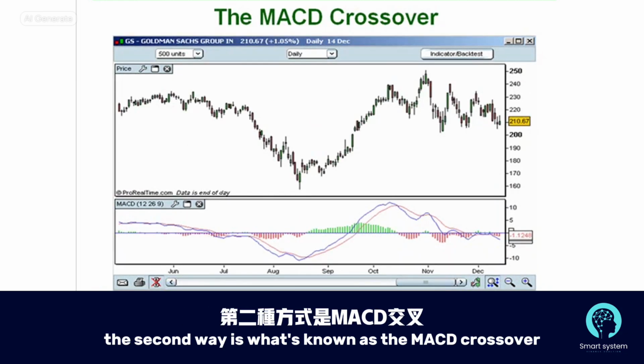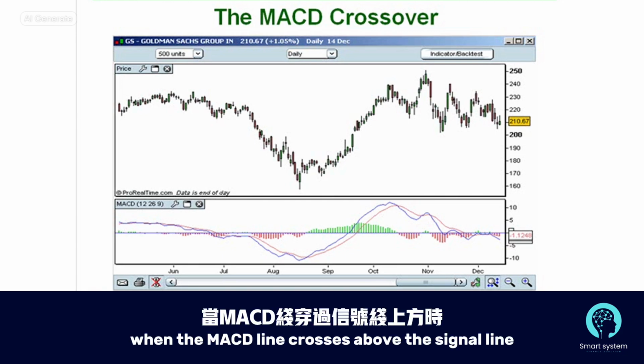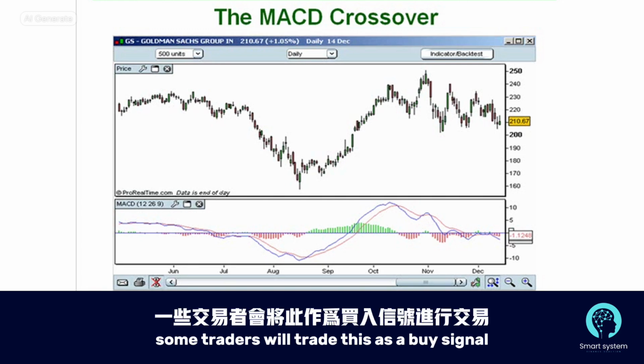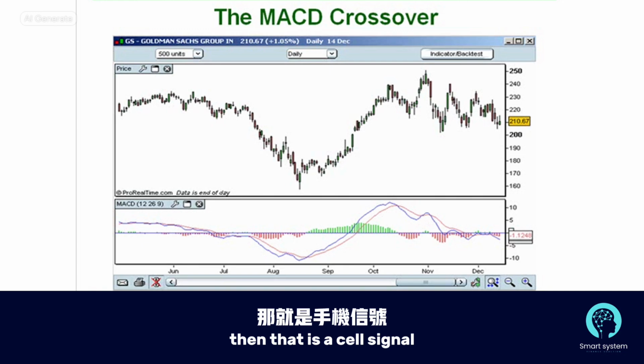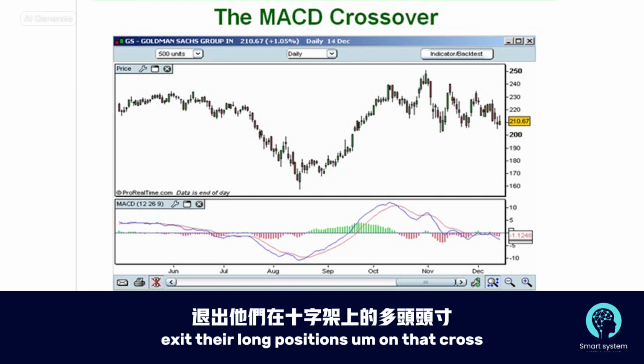The second way is what's known as the MACD crossover. Very simply, when the MACD line crosses above the signal line, this is a bullish sign. Some traders will trade this as a buy signal. And when it crosses below the signal line, then that is a sell signal, and traders will look to go short or exit their long positions on that cross.